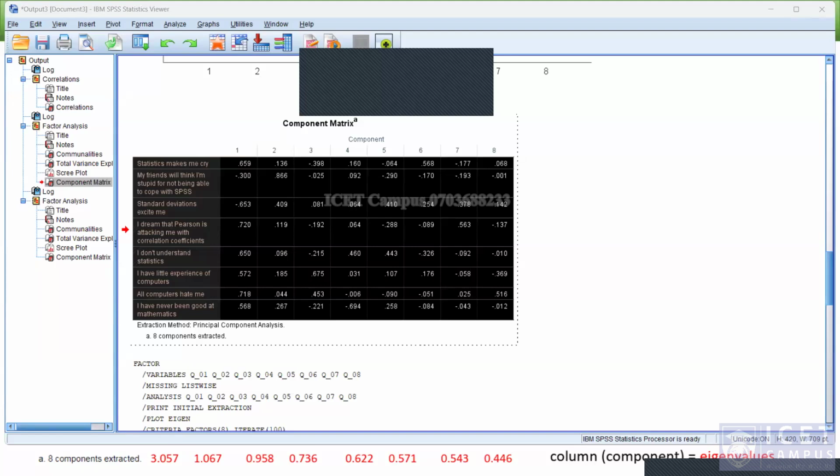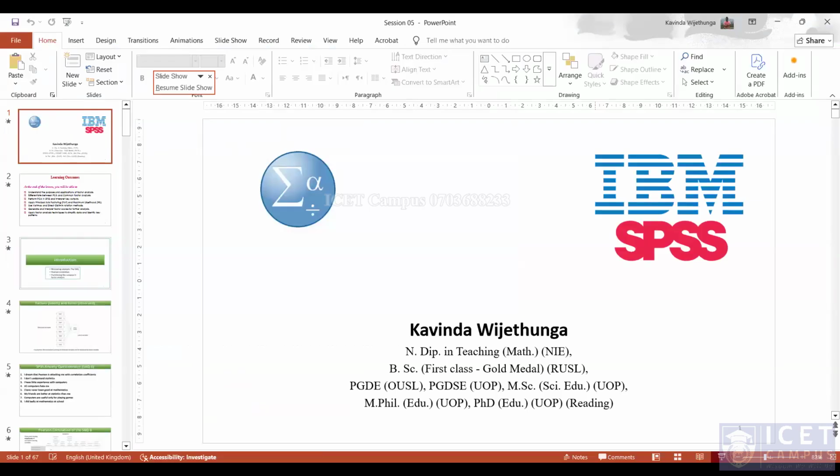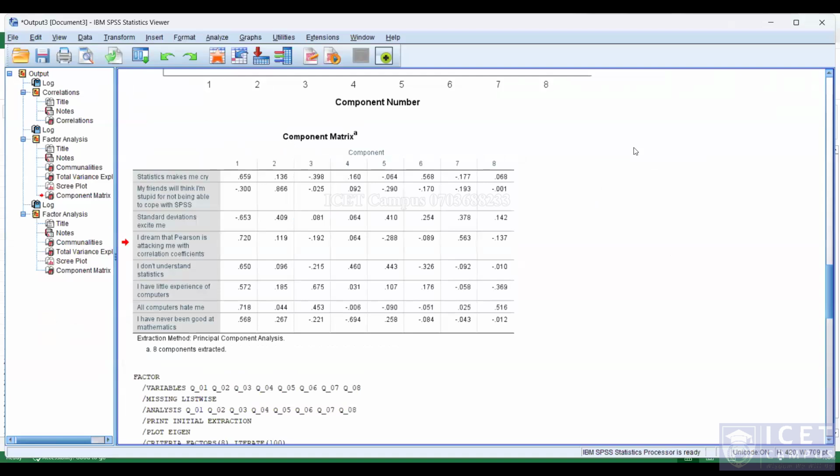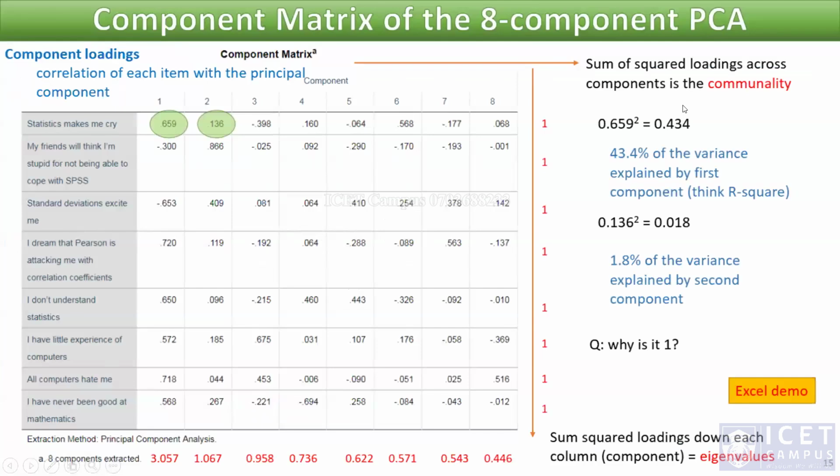Right, so this is the output there. Then we can take this, we call communities. The sum of the square loading across the component we call community. So we can take the square of all of these. Again, I will take an example. We can calculate communities here. So I'm going to calculate communities now.